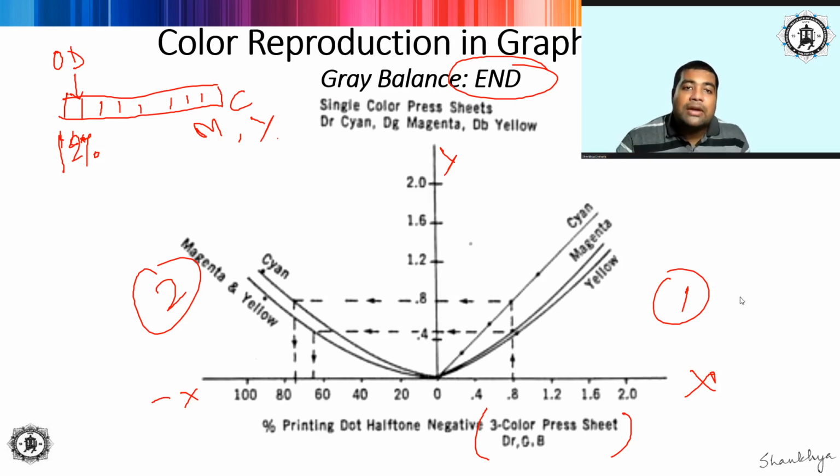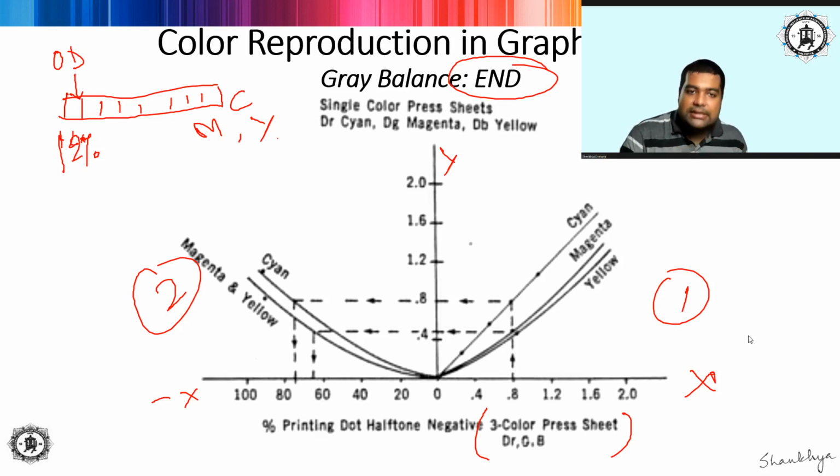So in order to calculate these dot percentages of the cyan, magenta and yellow ink, for which we are going to get a neutral gray, what we have to do, now listen to this very carefully. We have to consider a particular density value. So in order to find out how much dot percentage of cyan ink, magenta ink and yellow ink is required to reproduce a neutral gray of a certain density, what is the process we have to follow?